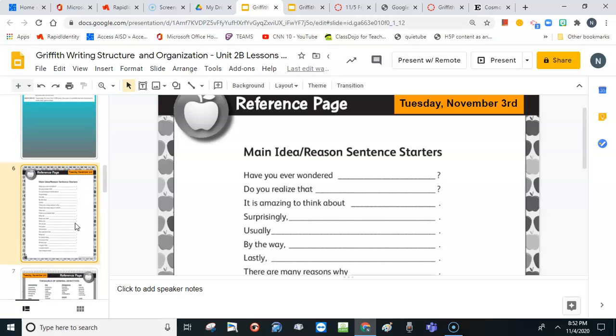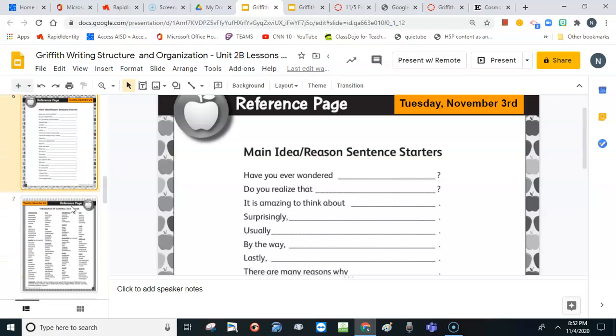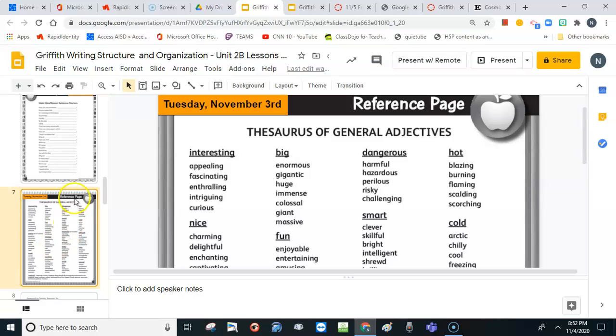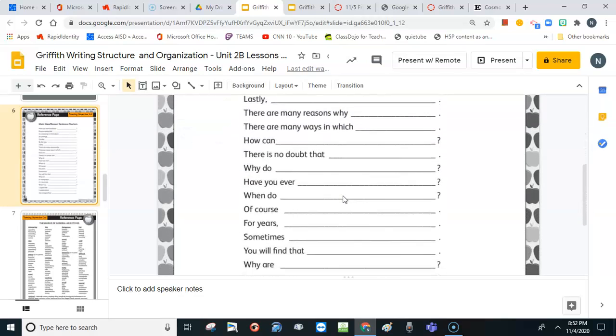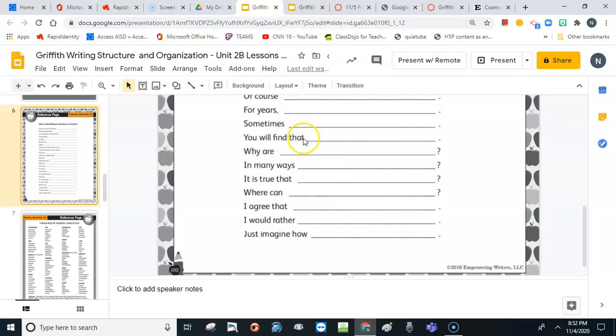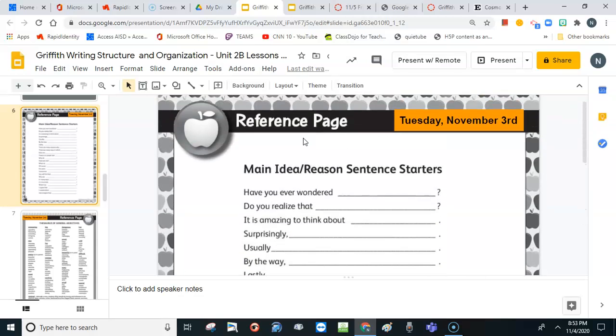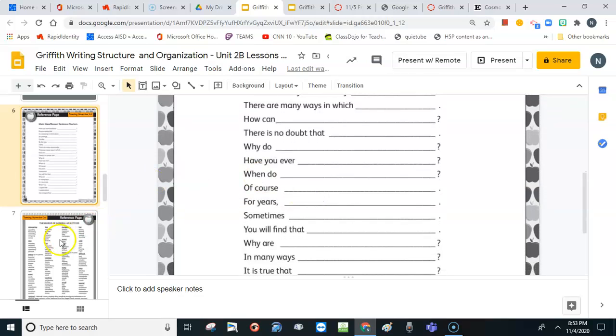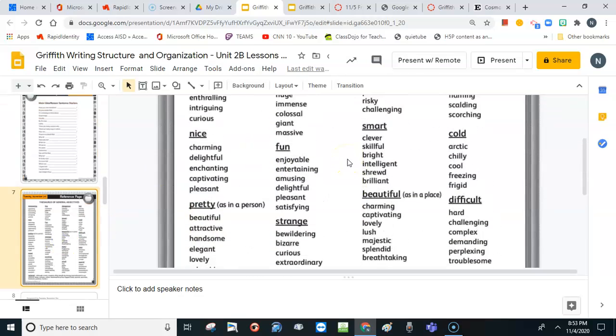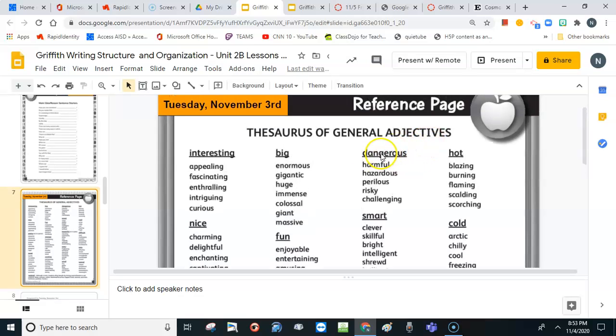These two pages are very important, page 6 and page 7. On page 6, you have a number of different ways to start sentences, and you can always come back to this page to come up with ways that you can start sentences in different ways. And on page 7, you have adjectives, which are words that describe, and these are the adjectives that students like to use a lot.